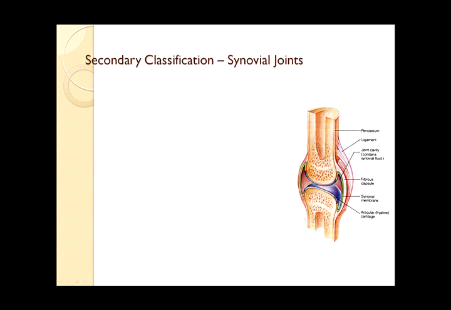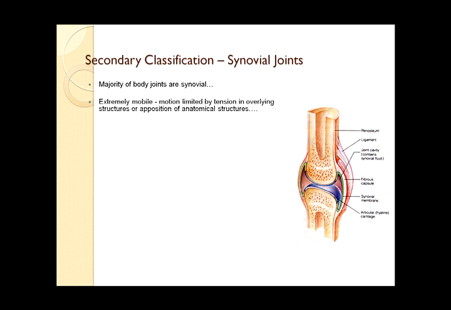Synovial joints are by far the most common joints that we will see. The majority of the joints that we look at in the body are synovial. These are very mobile and motion is usually limited by overlying structures such as ligaments, muscles or tendons, or apposition of soft tissue structures or bony tissue structures.